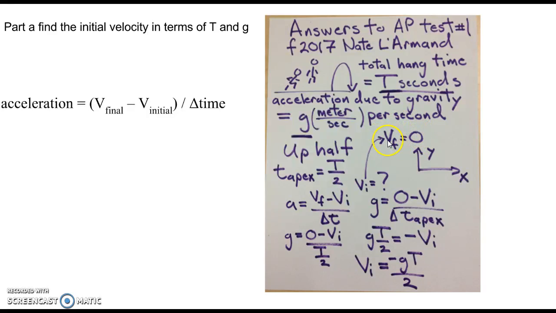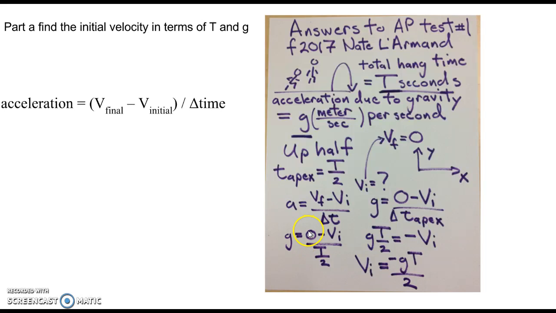And this turns out to be convenient because when you substitute in the final velocity to be 0, this term drops out. All right? So this delta t, if we're only talking about the up half, is called the apex time, the time it takes to get to the top, and that's half of the total time. So that's the other substitution. We're going to take this term and put it in for the elapsed time.